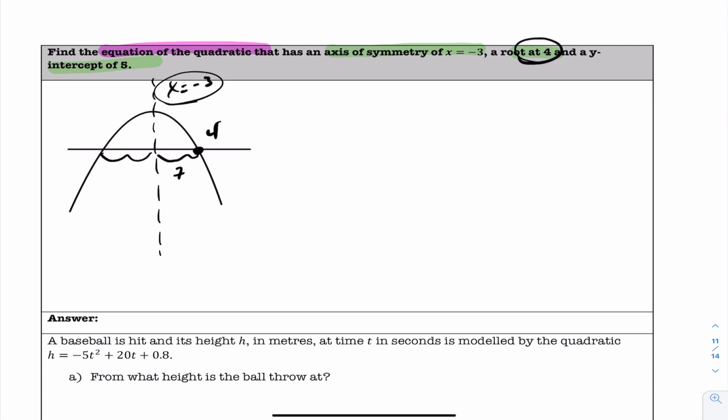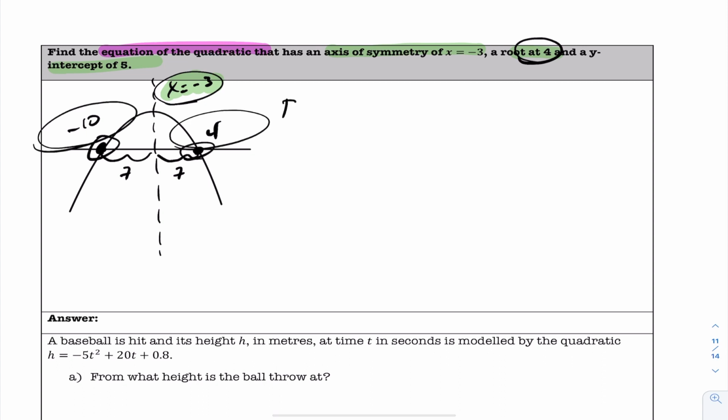which means that going on the left side of the graph, I must also have a distance of 7 and have my second root. So this quadratic has two different roots. One root is at 4, and the other root is 7 steps to the left of negative 3 because of the symmetry, which means that the other root is at negative 10. So to summarize, I have a quadratic with roots at 4 and negative 10. But on top of it, they tell us in the question that we have a y-intercept of 5. But a y-intercept of 5 is the same thing as saying that the quadratic passes through a point. You just have to express the y-intercept as a point, in which case that'd be 0, 5.